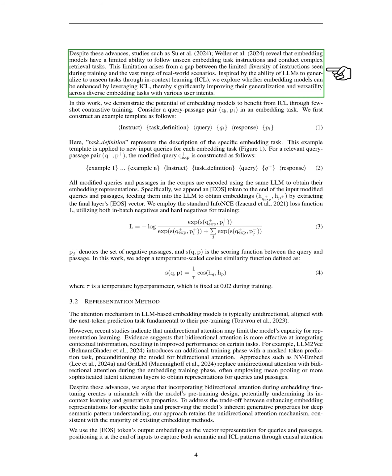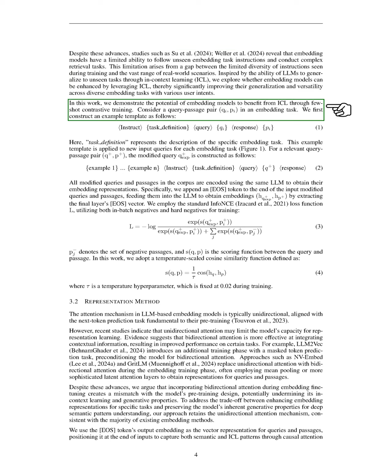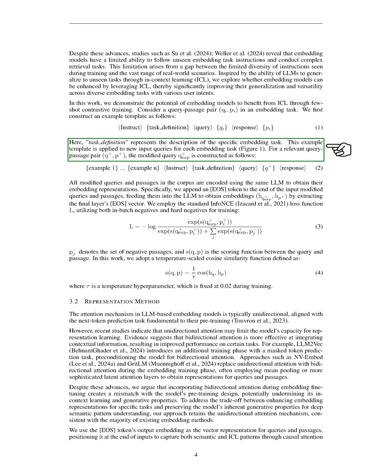However, studies show that embedding models still struggle with unseen instructions and complex retrieval tasks due to a lack of diverse training examples. Inspired by how large language models, LLMs, generalize through ICL, we investigate whether embedding models can also benefit from this approach. We demonstrate that embedding models can improve their versatility across different tasks by using few-shot contrastive training. For each embedding task, we create a template that includes a task definition, which we apply to new queries.